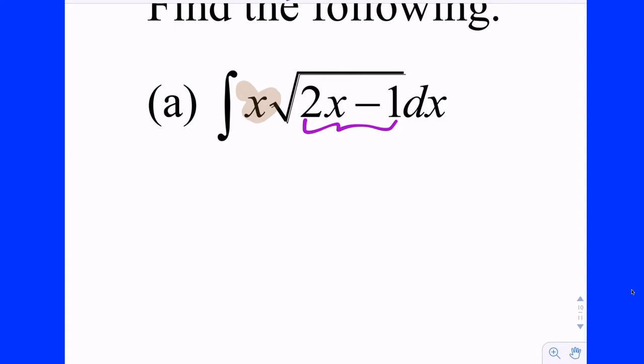What's the derivative of 2x minus 1 this time? Still a 2. Oh, shucks. We're off by an x. So it's not going to just be a power rule.